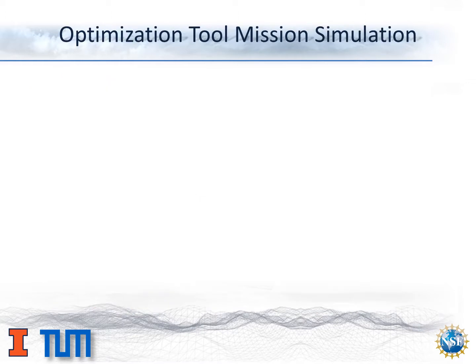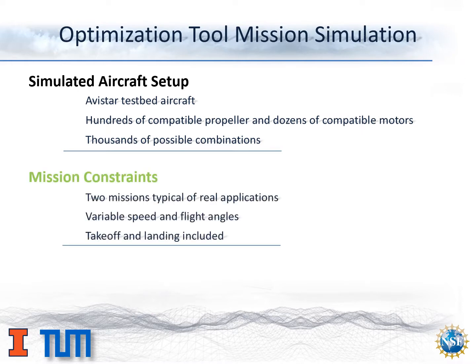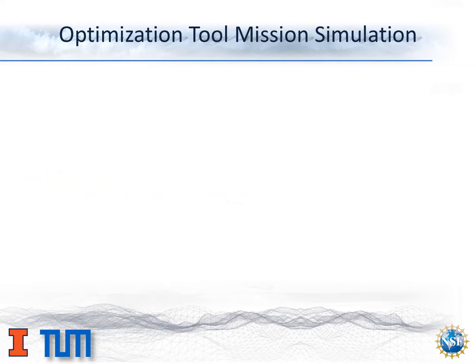To further demonstrate our propulsion optimization tool, we performed simulations of two missions. For our setup, we used our Avistar testbed aircraft, which had been previously used for the validation. We loaded in hundreds of possible propellers and dozens of compatible motors. This yielded thousands of possible combinations. For our missions, we constrained ourselves to two missions with real-world applications. The missions had variable speed and flight angles throughout the mission and included takeoff and landing.